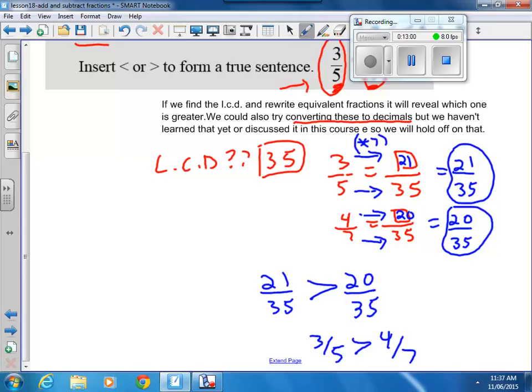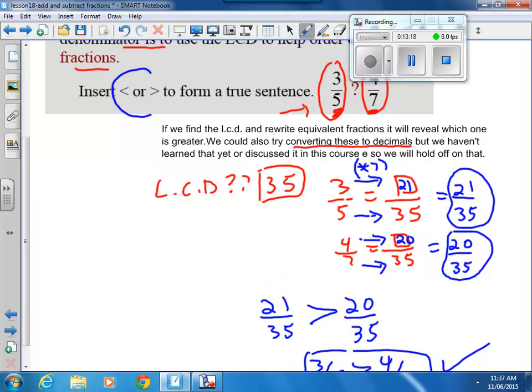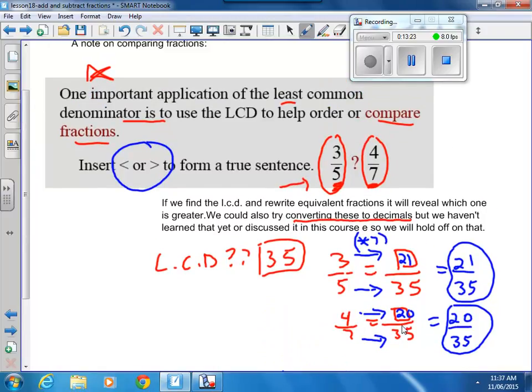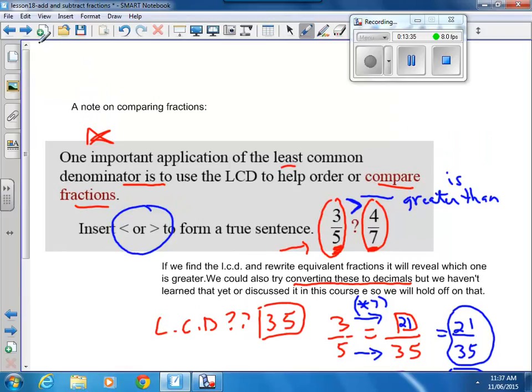And what's neat is in our near future we're going to be getting decimal equivalents to these. And you say, oh yeah, this decimal is larger than this decimal. But we haven't talked about decimals yet, so let's just hold off on that. So the final symbol there, when you say insert a less than or greater than symbol to make the sentence true, the final answer to that was that 3/5 ended up being greater than. And until you get comfortable with those symbols, you can even write the words is greater than 4/7. Okay, hope that helps.